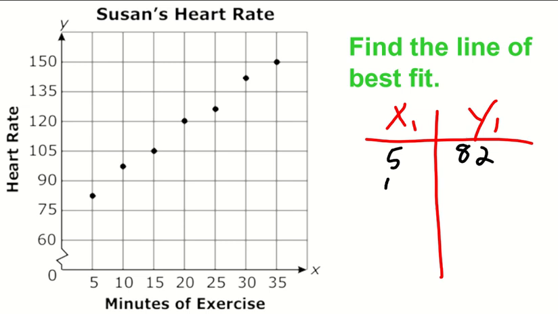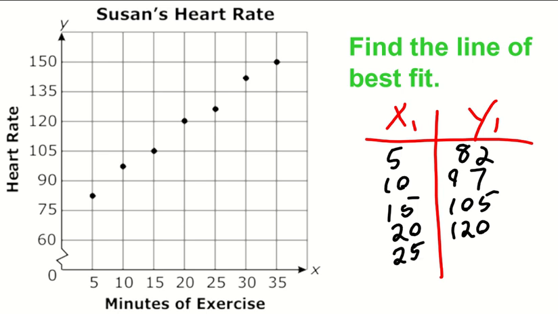I'm going to say 10 and 97. 15 and 105. Everyone probably should have 15 and 105. That one was on a corner. Same with 20 and 120. Then we got, let's say, 25 and 127. 30 and I put 142. And then 35 and 150.